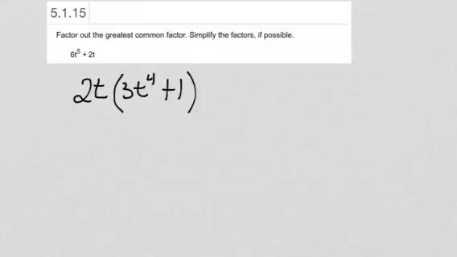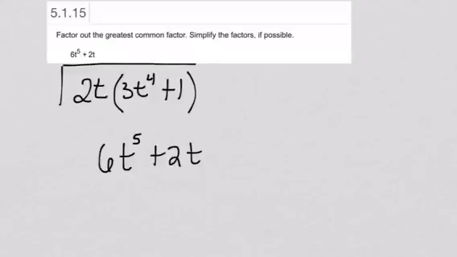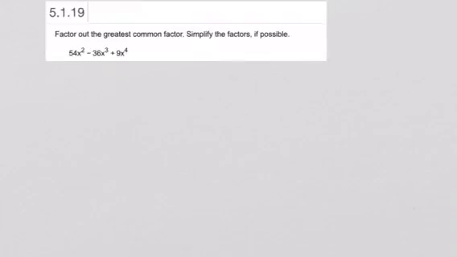And one way you can always check your answer is to just multiply it back through. So 2t times 3t to the fourth is 6t to the fifth. And then 2t times 1 is just plus 2t. And notice how it takes me back to where I started. So the factored form is 2t times (3t to the fourth plus 1). Alright, let's look at another one.